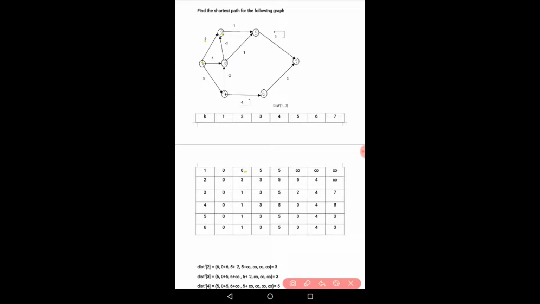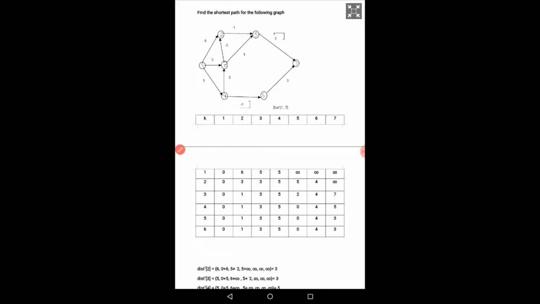Then this is for the third node. From source to the third node, node 3, what is the direct distance? Direct distance is 5. So this is 5. So that value I have filled here.